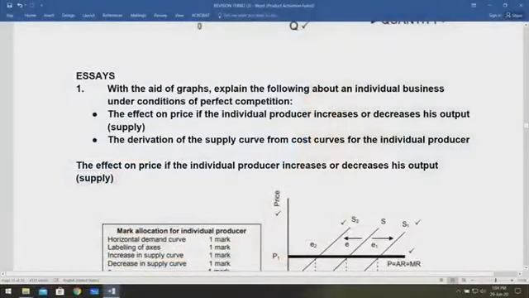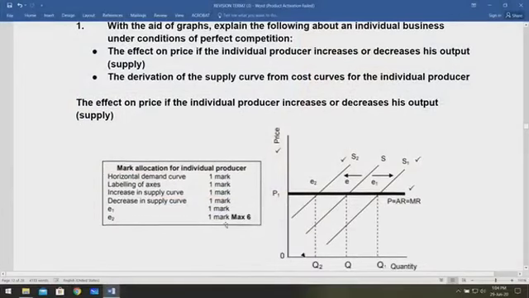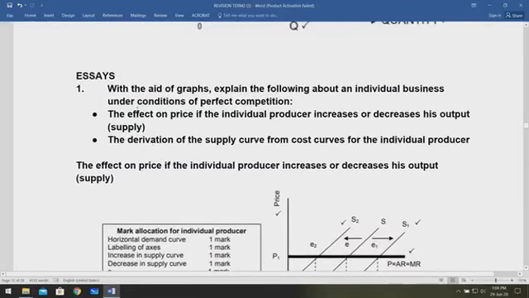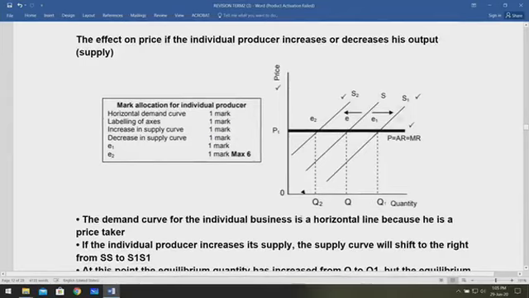Right, so they said, with the aid of graphs. That tells me I have to show graphs, and please notice 6 marks has been allocated for the graph. So which graph am I showing? They say here, the effect on price if the individual producer increases or decreases his output. So here we see the individual business's original supply curve. S1 is him increasing the supply. S2 is where he is decreasing his supply.